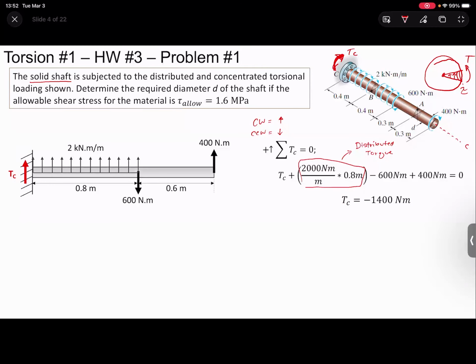So if we do this math out, we get a torque at point C of negative 1,400 Newton meters, which just means it's the opposite of the arrow that I drew in the original spot. So it'd go the other direction. So we have the torque across the entire thing.